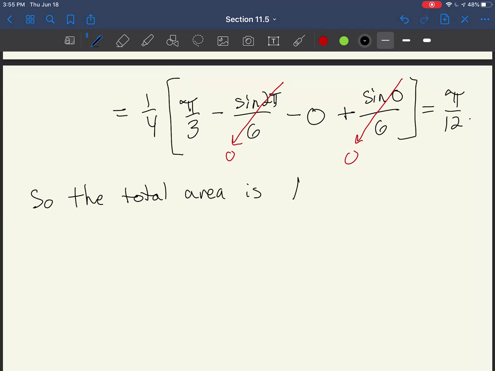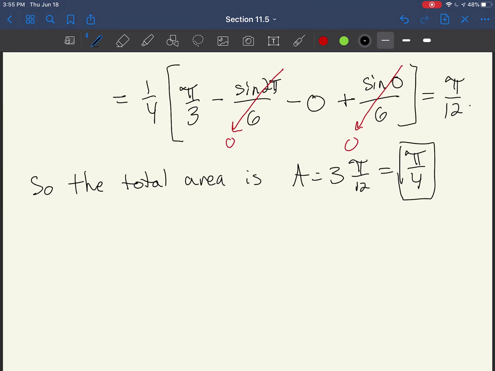This is the area of one rose petal. So the total area is A equals 3 times pi over 12, which is pi over 4.